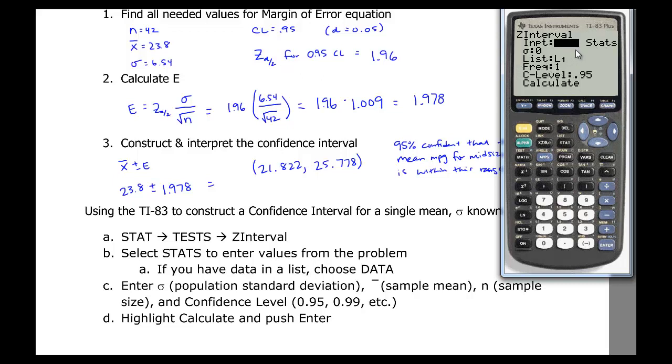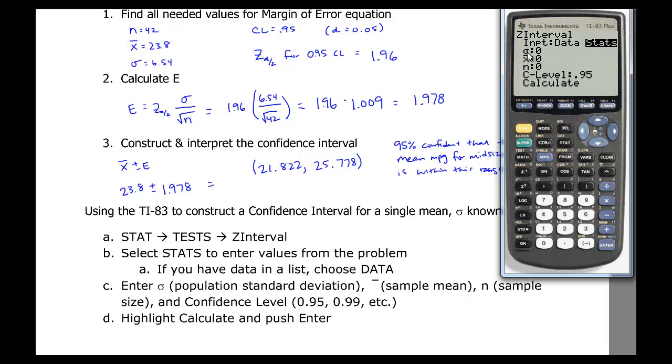The Z-interval gives you two options: data and stats. If you had a list of values for X, all different values of X, and you put that into a list, you could use the data option. Since we already have the sample mean, we're going to go over to stats and use that. If you're given values in the problem, just use stats. If you're given a list of values, and you need a mean and standard deviation, then you'd use data.